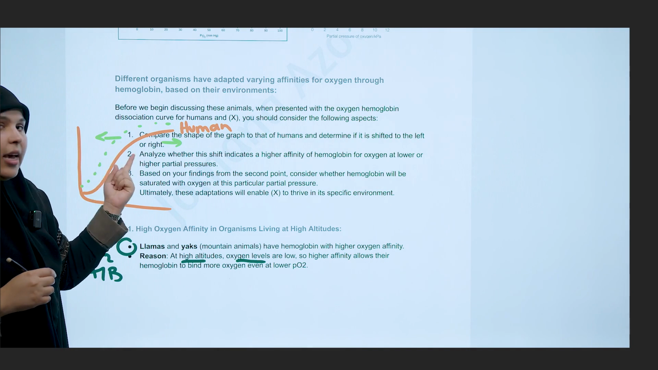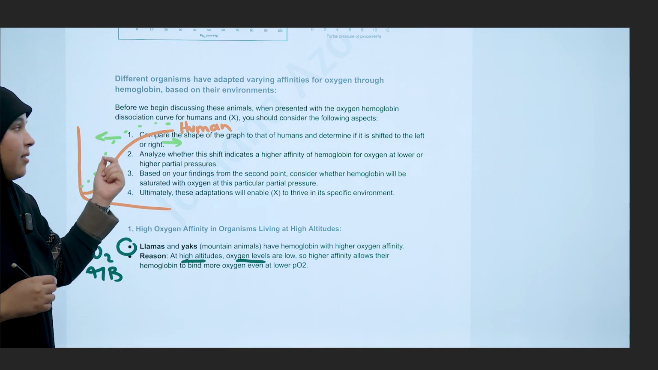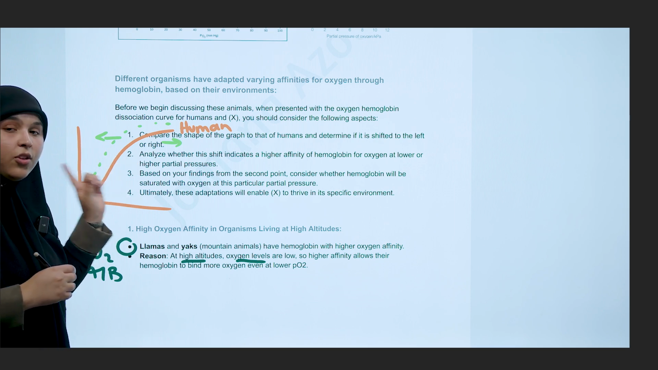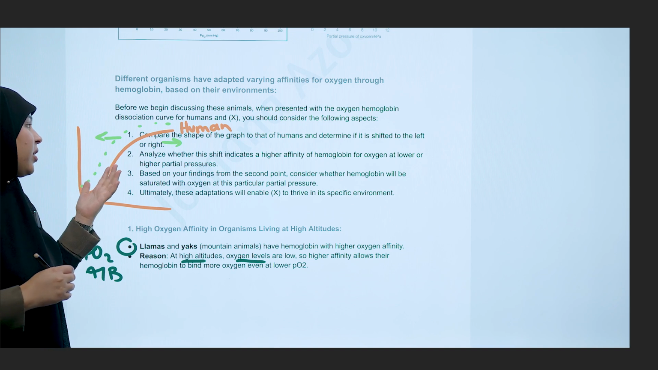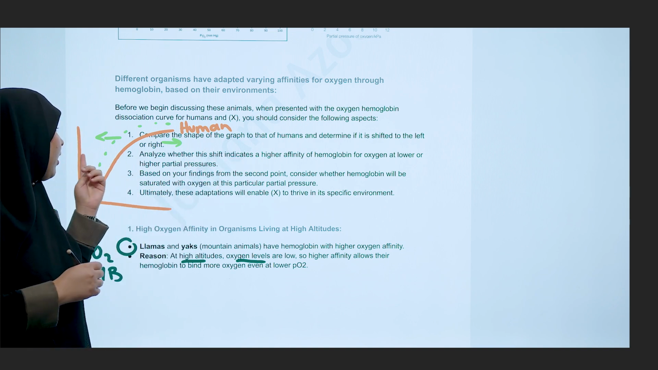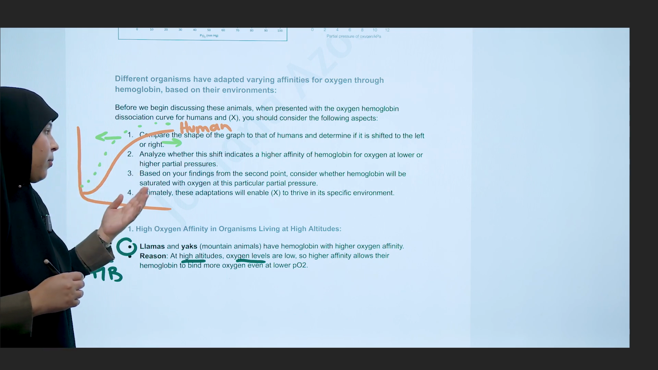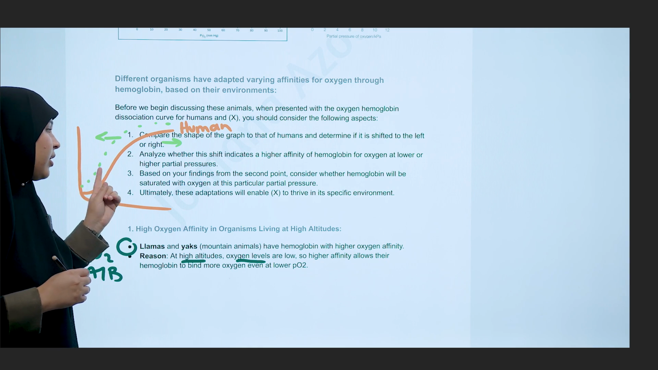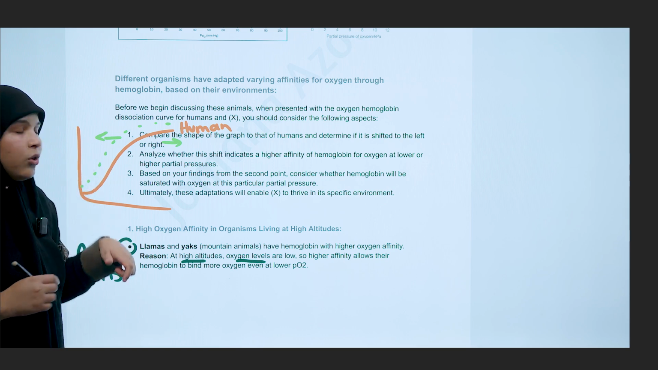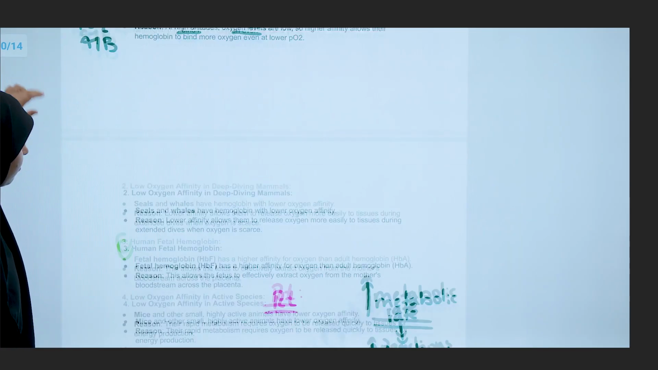So the first thing that I must do is compare the shape of the graph. Is it shifted to the right or shifted to the left? This is the first thing. And then I must give an explanation. Analyze whether this shift indicates a higher or lower affinity of hemoglobin to oxygen at higher partial pressures. And then based on this, I must talk about these adaptations in order for the organisms to live. Let's go through an example in order for you to understand what I'm talking about.